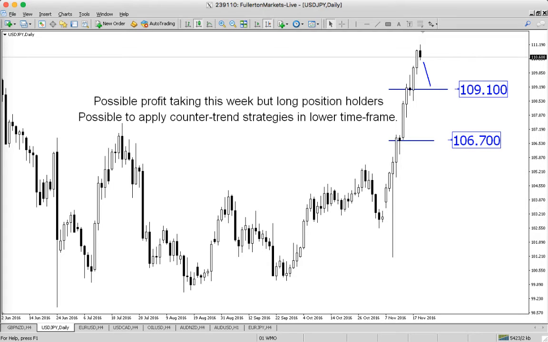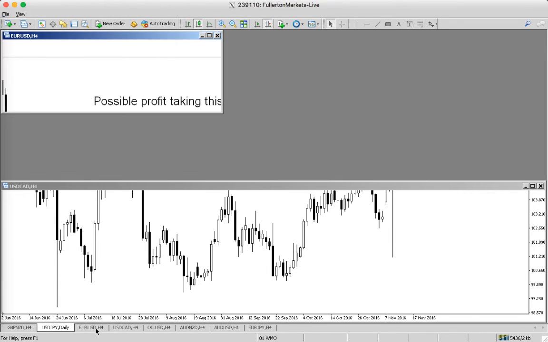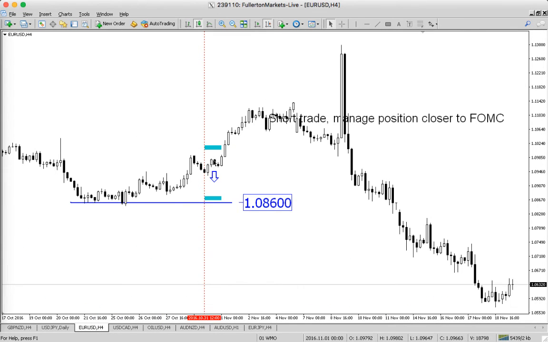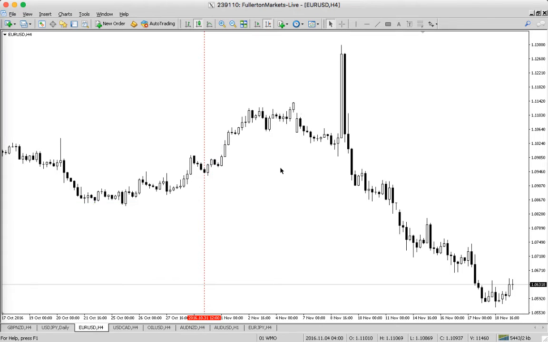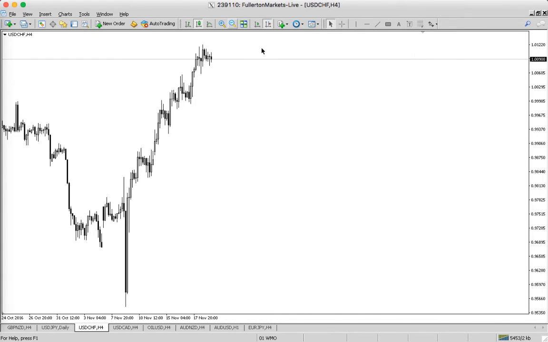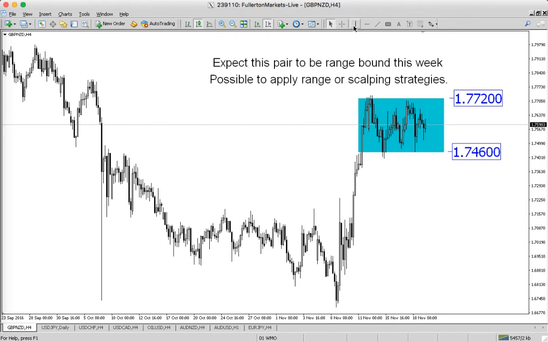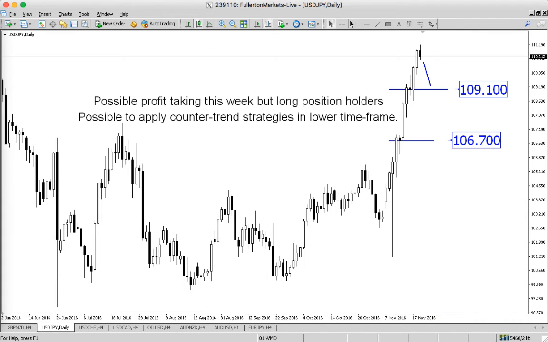The next chart will be dollar Swiss franc. For dollar Swiss franc, this will be the chart. Okay, let me put the vertical line so that we can review it next week. This is today, this is now. For dollar Swiss franc, which time frame is that? Let me check. Never mind.